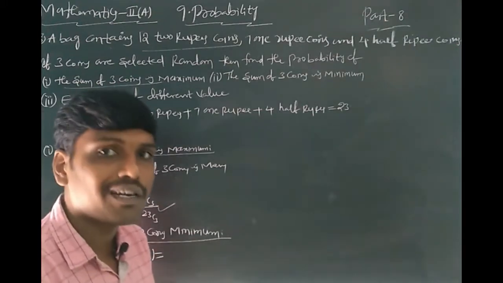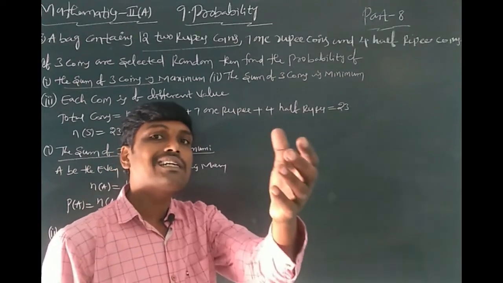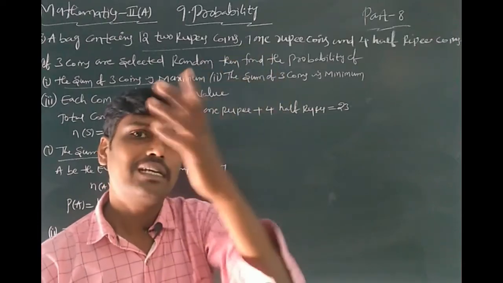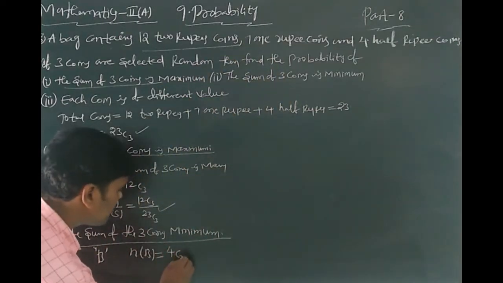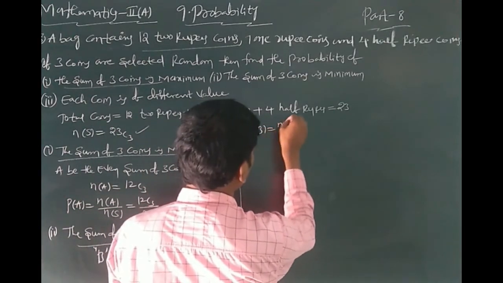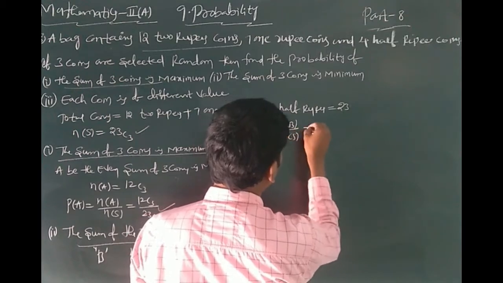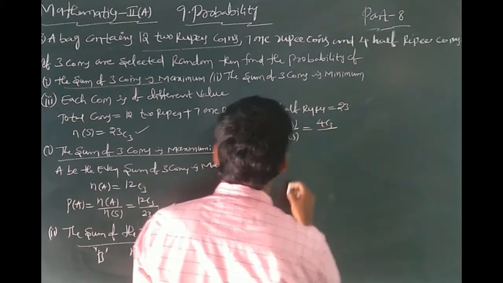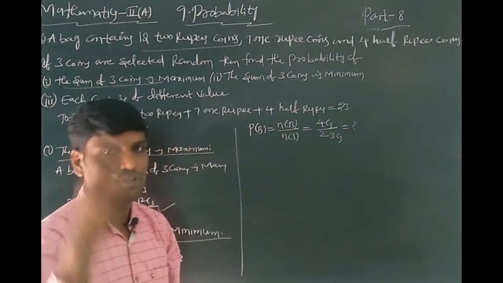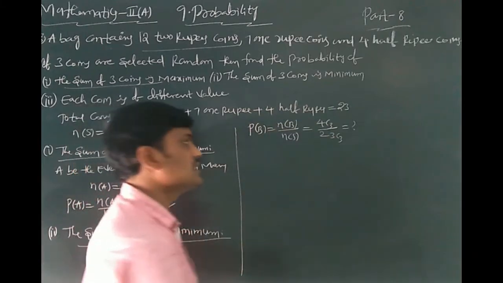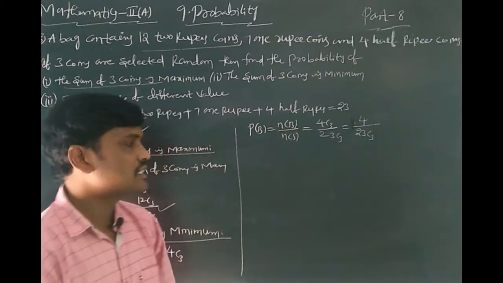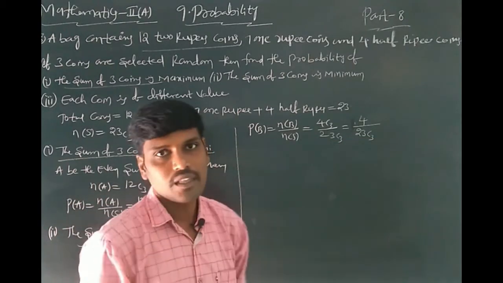Here what is n(B)? n(B) is selecting from the 4 half-rupee coins, you have to select 3, you get 4C3. Then what is the probability? Probability of B equal to n(B) by n(S). n(B) value is 4C3 by n(S) value is 23C3. You can simplify, that is your wish. You can simplify, or you can write this answer also, it is correct. 4C3 is nothing but 4, so 4 by 23C3. This is the second one.